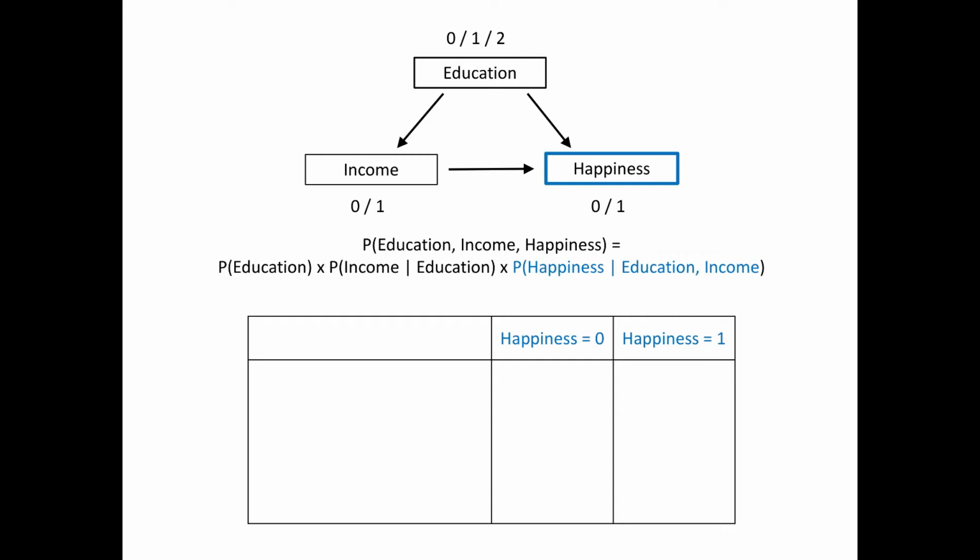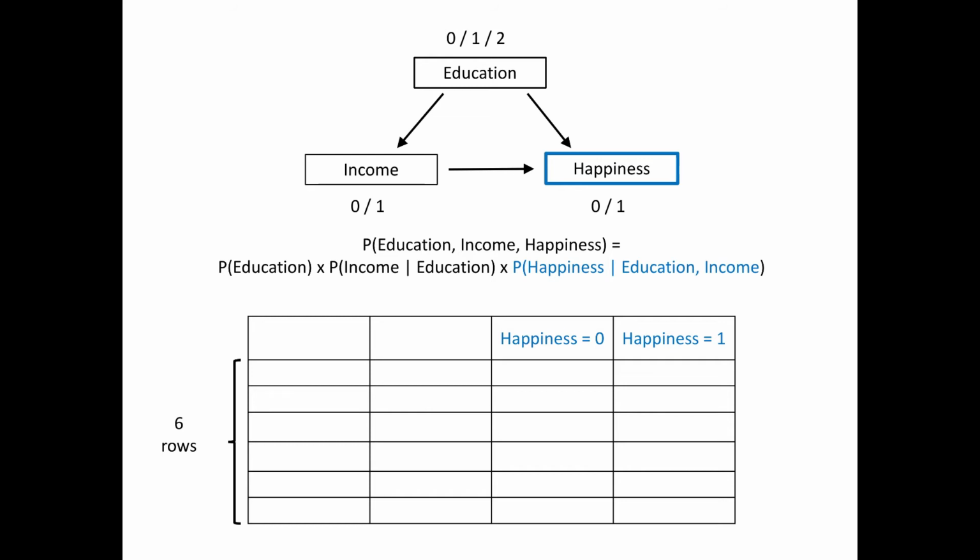Finally, consider the conditional probability table for the variable happiness. Happiness is a binary variable, and thus the table has 2 columns, 1 for each value of the variable. Now, to determine the number of rows, we have to consider all the possible combinations of values for the parent variables, education and income. As mentioned before, the number of rows is determined by the number of possible combinations, and this is obtained by multiplying the number of categories of each parent variable. For this case, we multiply the number of categories of education, which is 3, times the number of categories of income, which is 2. 3 times 2 equals 6 rows.